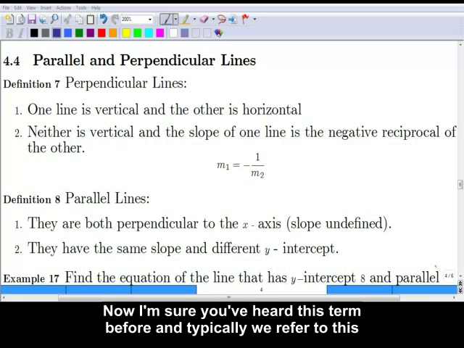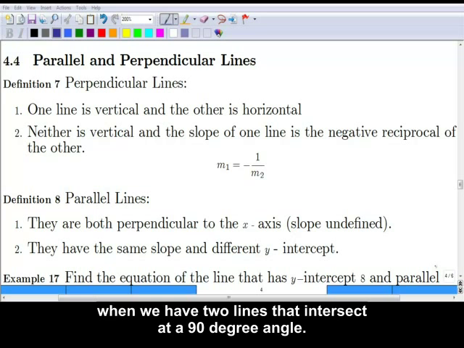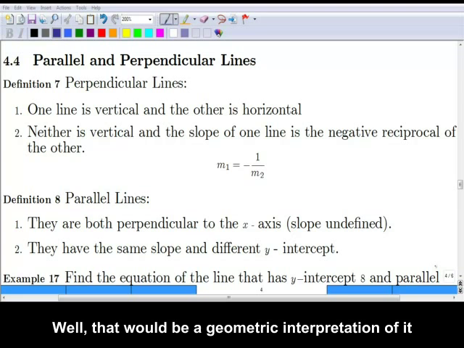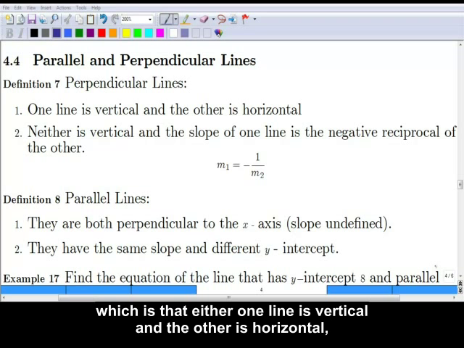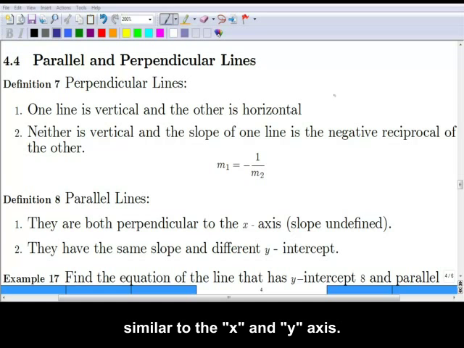Now, I'm sure you've heard this term before, and typically we refer to this when we have two lines that intersect at a 90-degree angle. Well, that would be a geometric interpretation of it, and we're going to talk about the algebraic interpretation of it, which is that either one line is vertical and the other is horizontal, similar to the x and y axes.